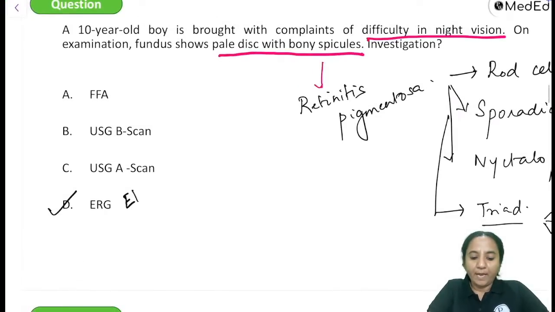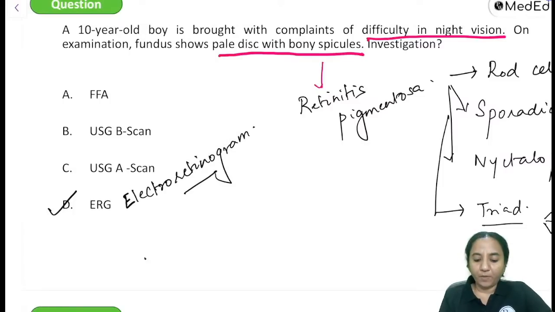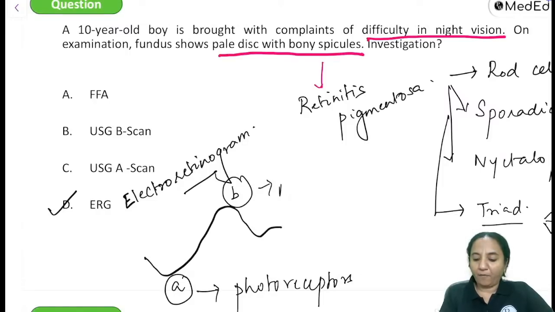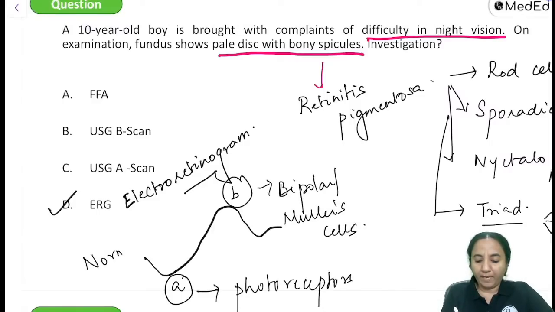ERG stands for electroretinogram. Now, electroretinogram, which are the normal waves of the ERG? The normal waves of the ERG are, there is a down wave which is called as the A wave, and this A wave arises from the photoreceptors. And there is an up wave which is called as the B wave, which arises from the bipolar and the Muller's cells. So this is your normal ERG.